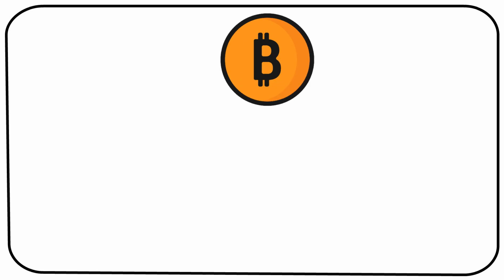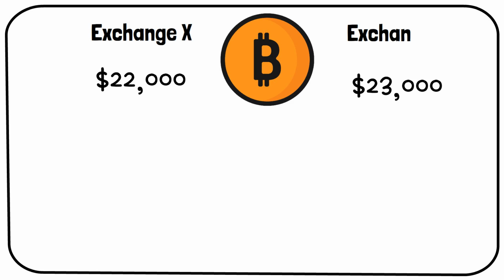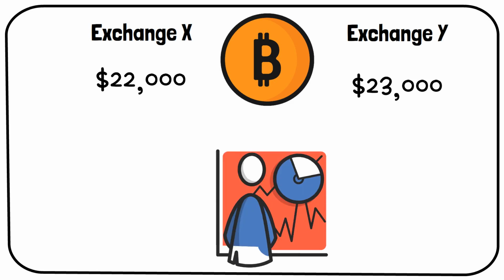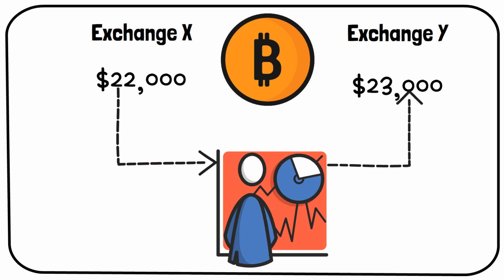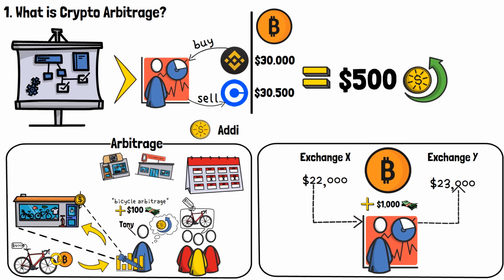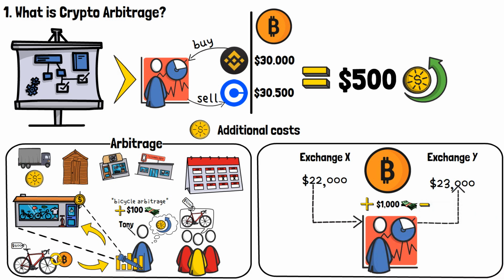Moving on, let's go for a crypto-related example. Imagine Bitcoin is trading at $22,000 on exchange X and $23,000 on exchange Y. So, a trader would buy one Bitcoin on exchange X, transfer it to exchange Y, and sell it. The result is a profit of $1,000. Do keep in mind though that there are costs that are not evident at first sight. Just like it's essential to think of the transportation costs, storage, and taxes when buying a bike, it's just as critical to not forget about the associated fees when participating in crypto arbitrage as well. But more about it later.